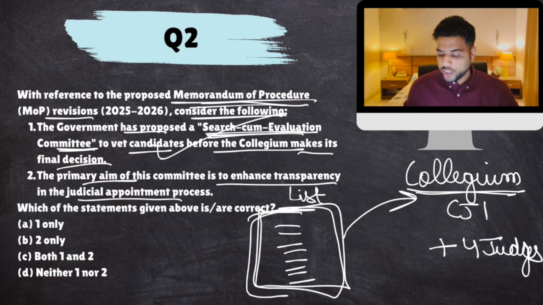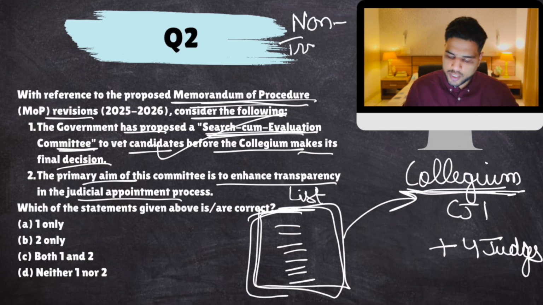Now, collegium system has been criticized for being non-transparent. Nobody knows how the judges take this decision, what are their opinions. It's a closed door meeting. So it is non-transparent.